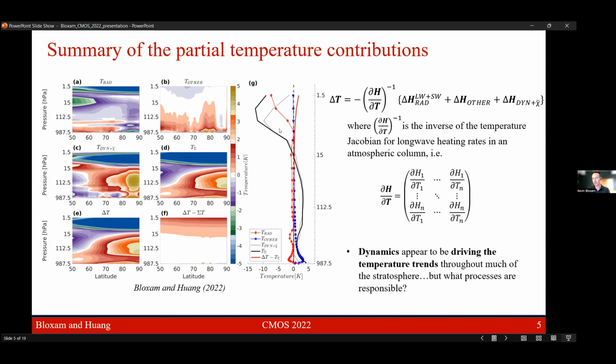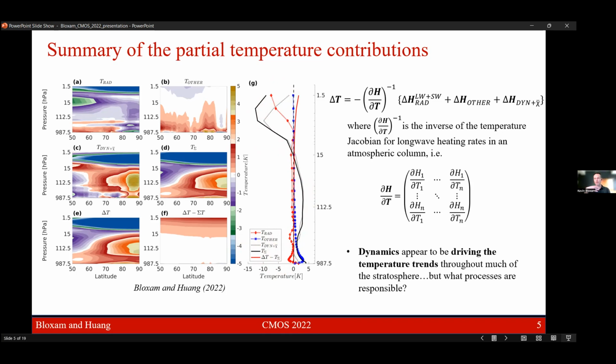In panel G here, this is summarizing these panels, where I take the 75 to 90 north average and create an atmospheric column, and then you can get a better sense of what is dictating the summation of the partial temperature contributions, that black line. And again, you can see that the black dashed line and that black line follow pretty well, and that black dashed line is the dynamics.